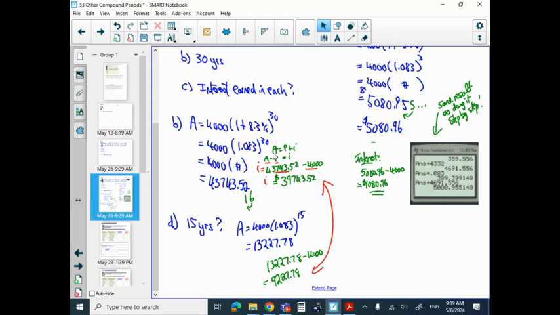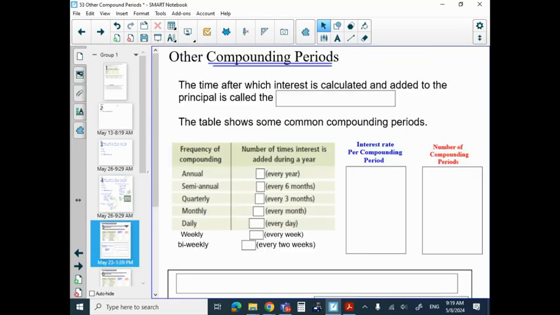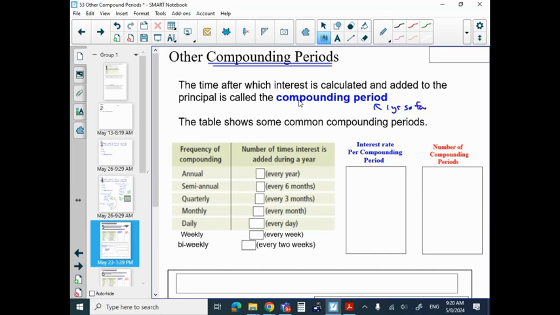Again, like I said, it's compounding once per year. So for other compounding periods, the time after which interest is calculated and added to the principal is going to be called our compounding period. It's been 1 year so far, right? But not always the case, so we have to be able to deal with that.